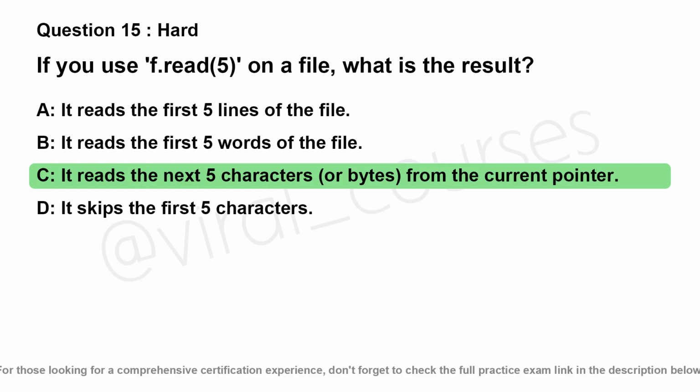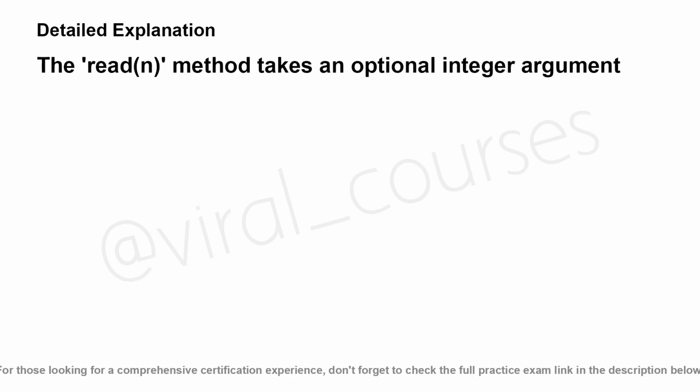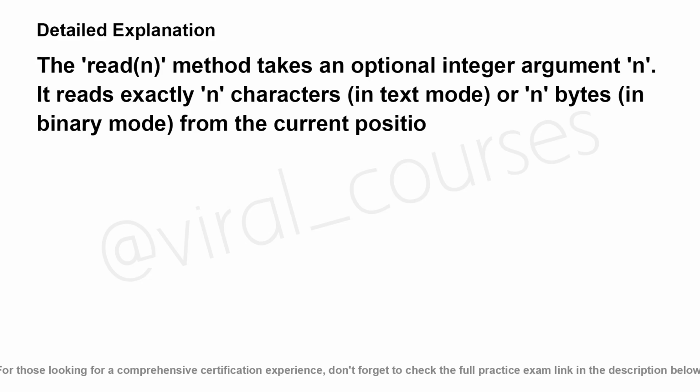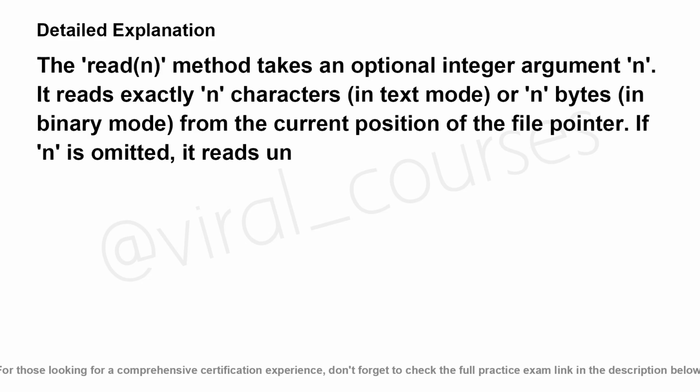The correct answer is C. The read(n) method takes an optional integer argument, n. It reads exactly n characters, in text mode, or n bytes, in binary mode, from the current position of the file pointer. If n is omitted, it reads until the EOF, end of file.